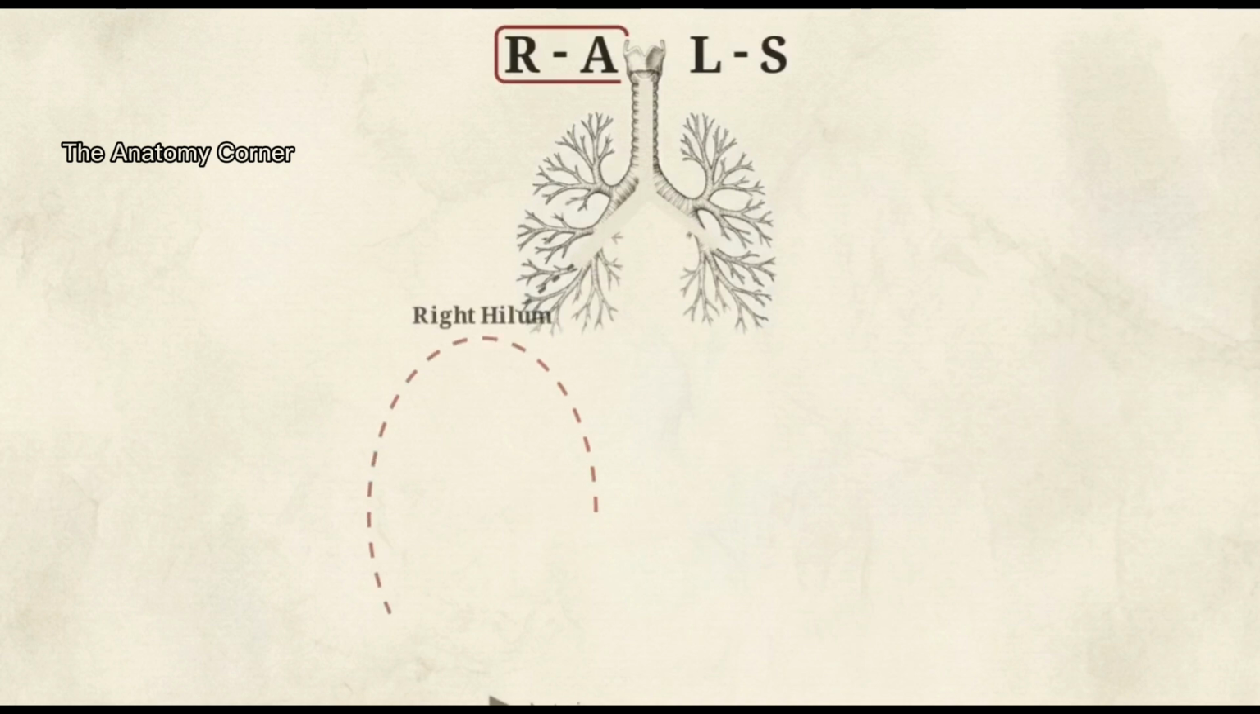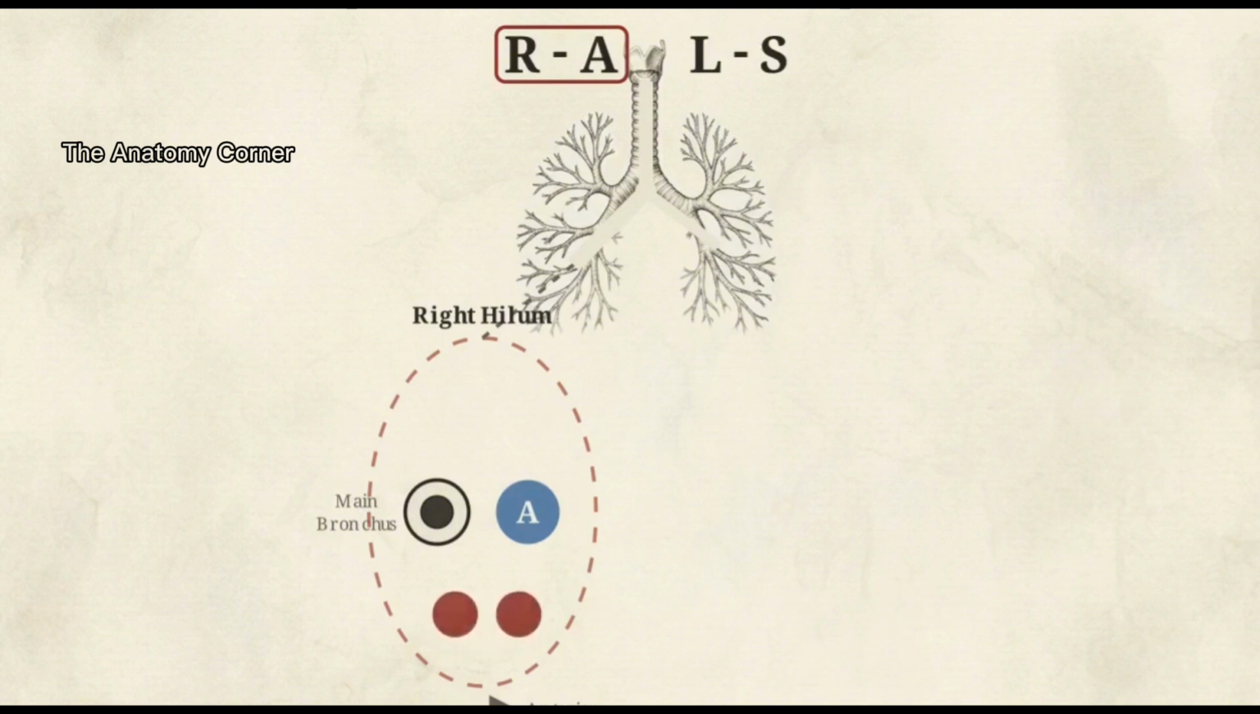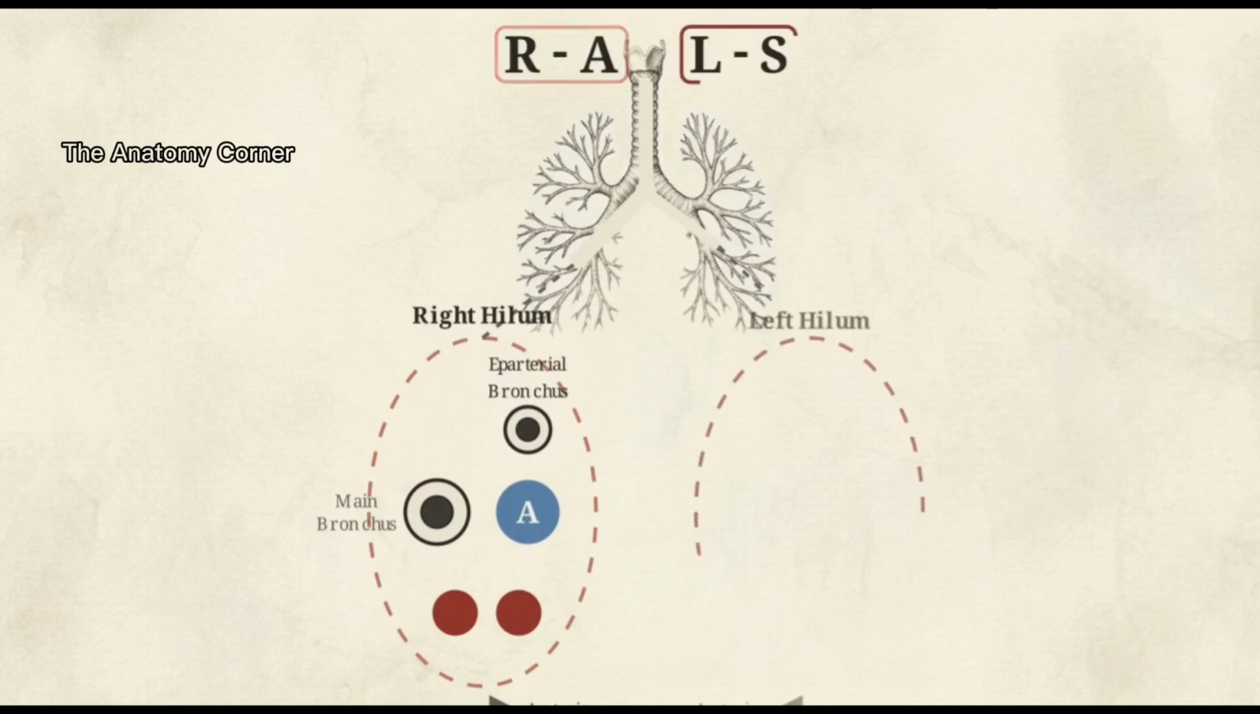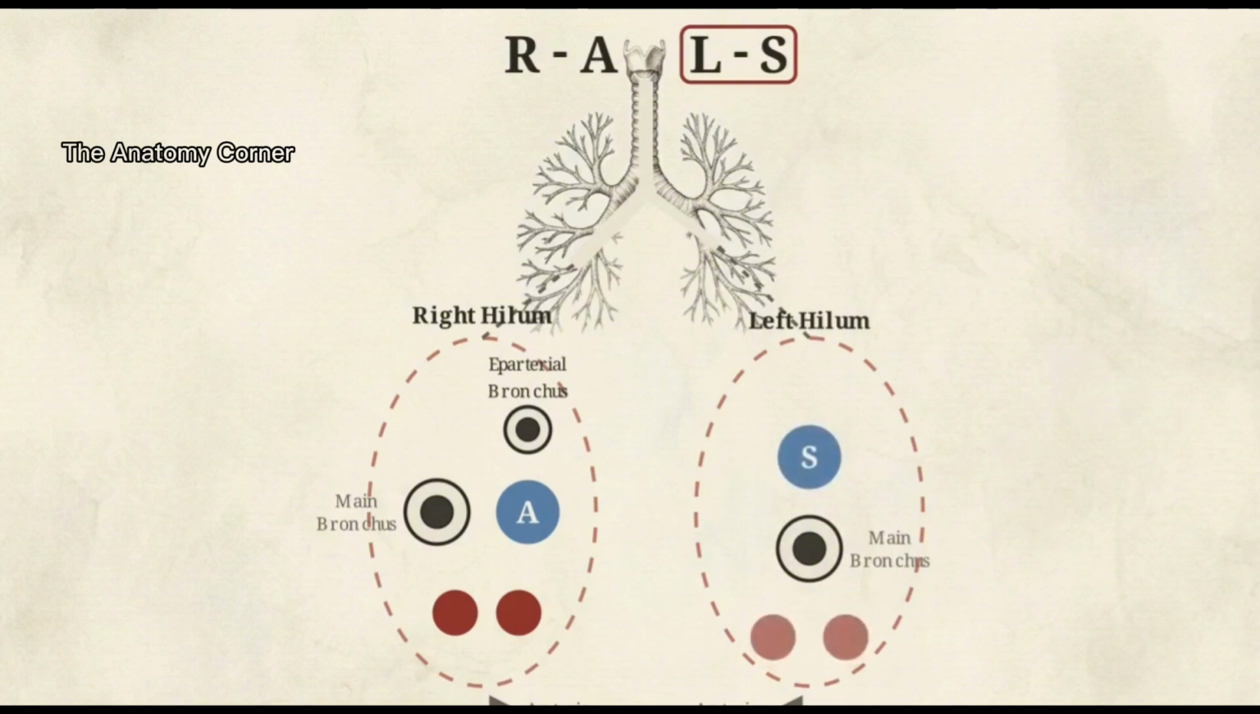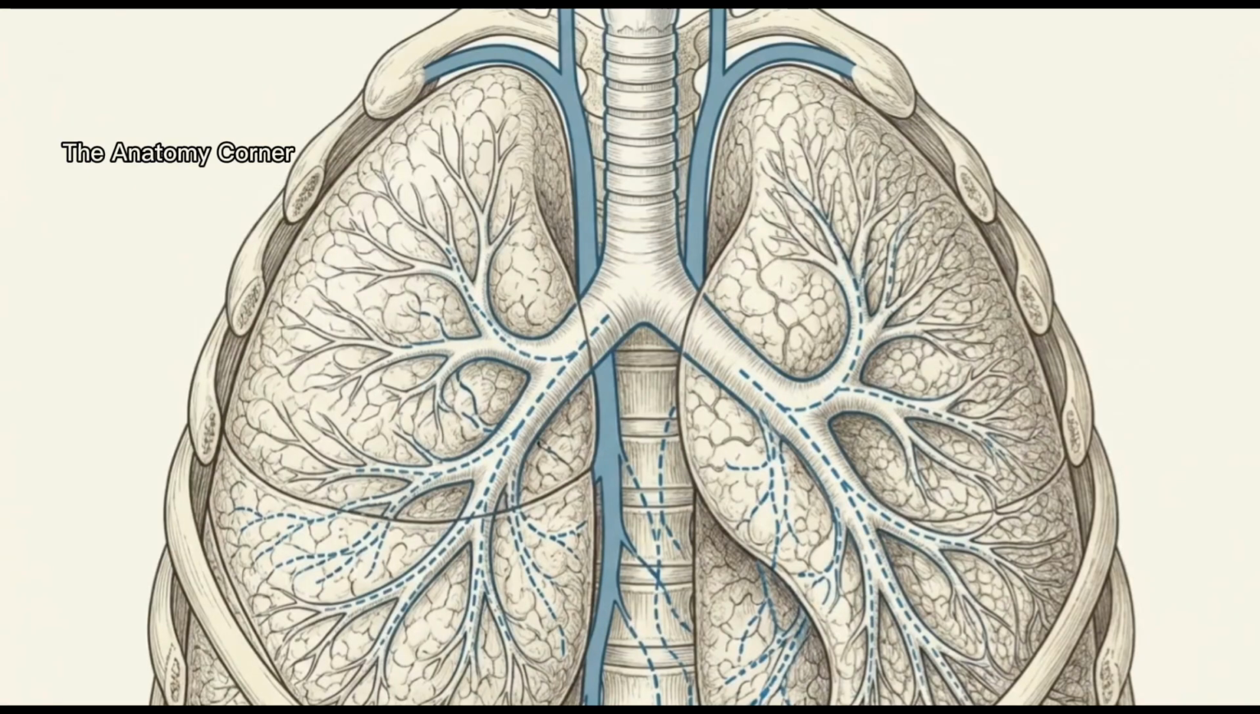RA denotes the right lung, where the pulmonary artery is positioned anterior to the right main bronchus. This layout places the eparterial bronchus, a specific branch of the airway, directly above the pulmonary artery on the right side. LS denotes the left lung, where the pulmonary artery is situated superior to the left main bronchus. This topography prevents the rigid airways from compressing the low-pressure pulmonary veins and provides predictable landmarks for thoracic surgeons.